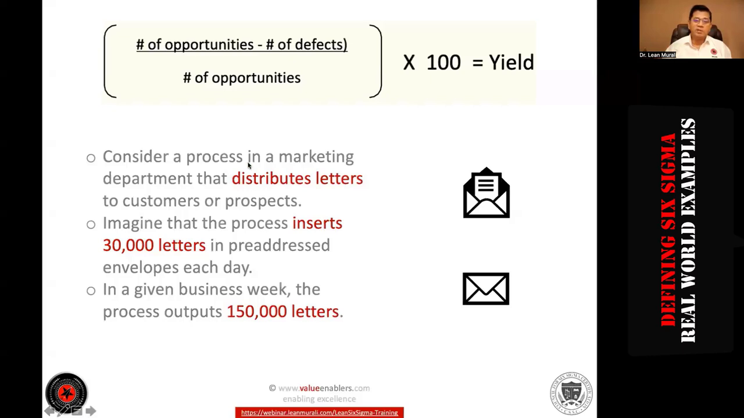So far, if you are with me, just type WU with you in the chat box. They are inserting 30,000 letters every day. In a business week, 5 days, 5 into 30,000, which is 1.5 lakh letters. Okay, fine. You are with me? Great.